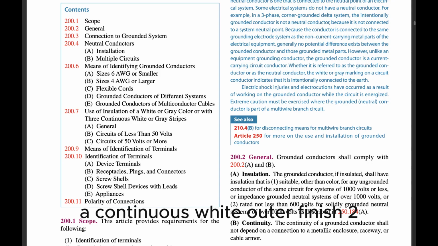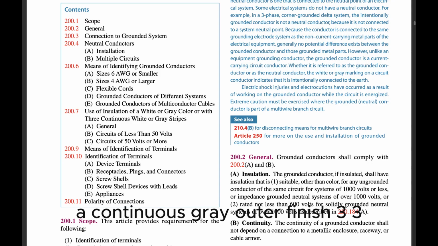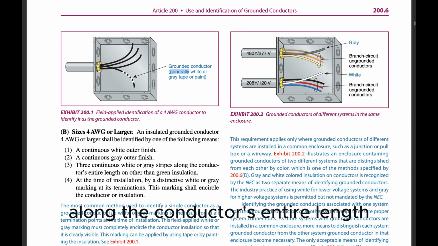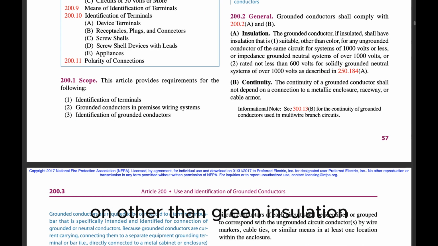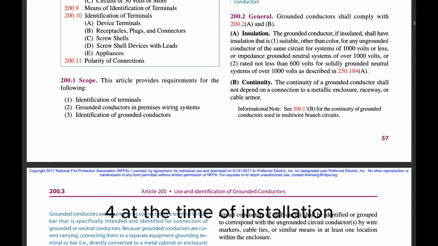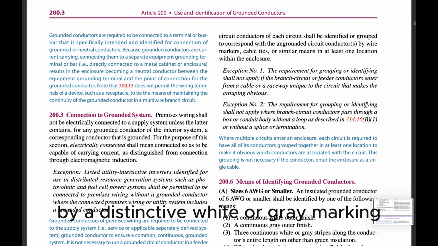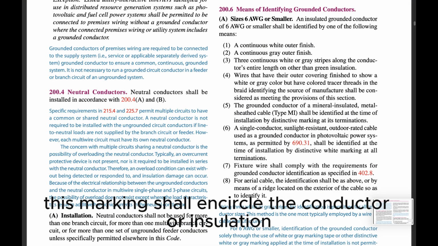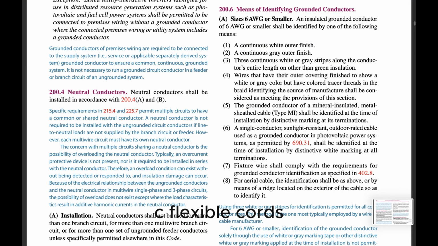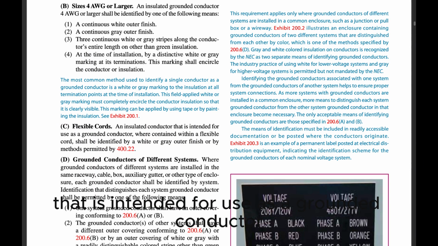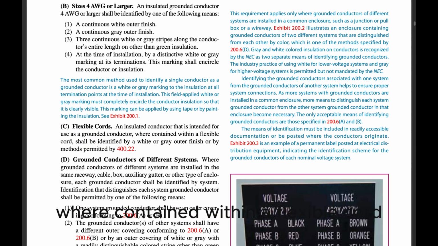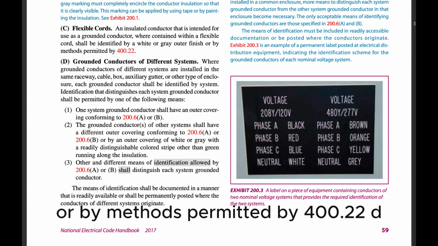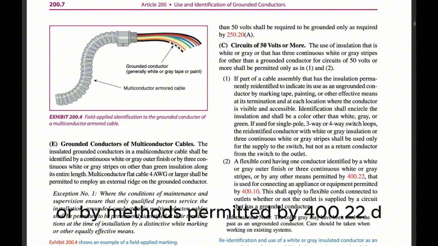(B) Sizes larger than 6 AWG. Means: 1. A continuous white outer finish. 2. A continuous gray outer finish. 3. Continuous white or gray stripes along the conductor's entire length on other than green insulation. 4. At the time of installation, by a distinctive white or gray marking at its terminations. This marking shall encircle the conductor or insulation. (C) Flexible cords. An insulated conductor that is intended for use as a grounded conductor, where contained within a flexible cord, shall be identified by a white or gray outer finish or by methods permitted by 400.22.